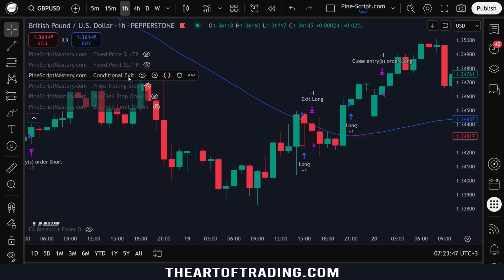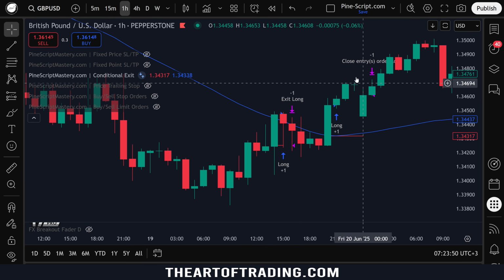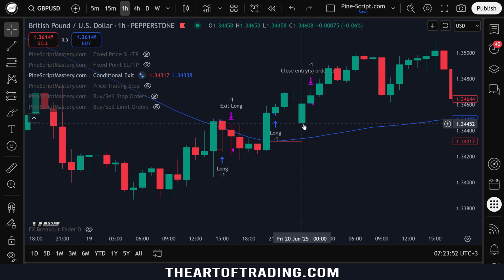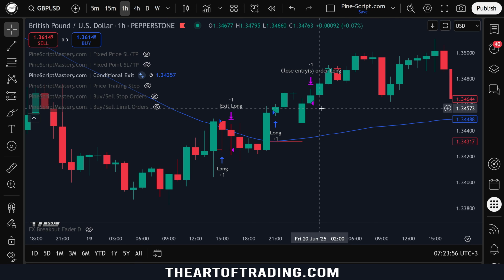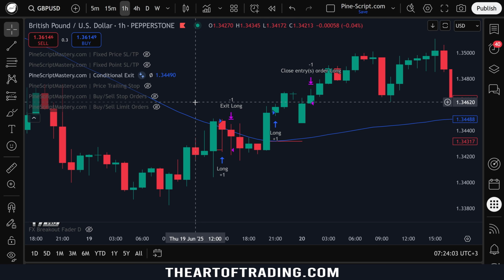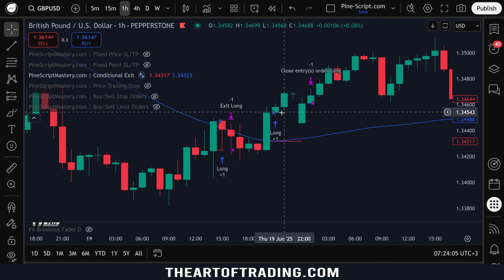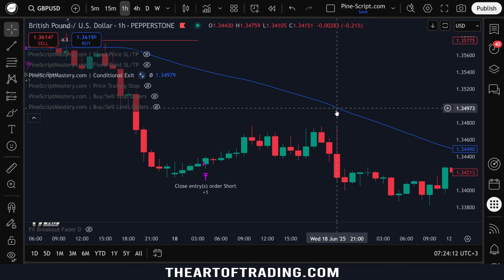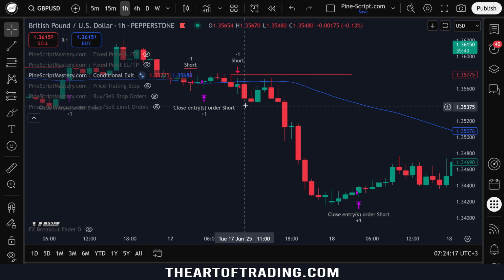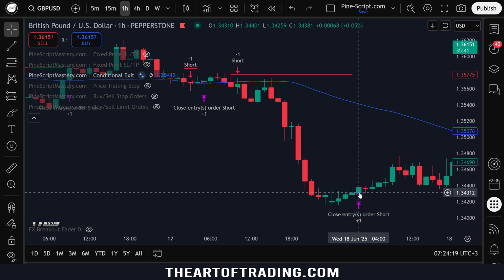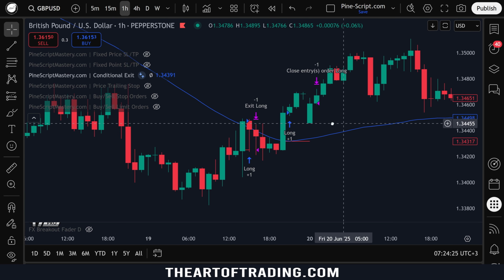So now let's go over conditional exits. As you can see here, it's the same script, however, our exits have changed. We are no longer using a fixed take profit and stop loss. We are now using an exit condition or an exit reason, some sort of pattern in price to close out our trade. So again, we're entering long when price crosses above that moving average, and we're entering short when it crosses below. However, instead of having a fixed take profit, we are now waiting for a higher close or a lower close for a long trade.